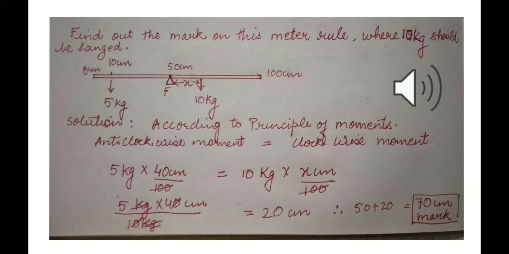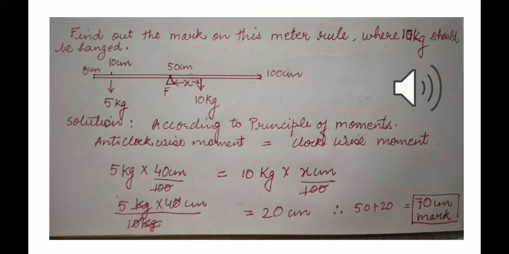Now, here we have to see the distance from the fulcrum. The body is at the 10 centimeter mark and the fulcrum is at the 50 centimeter mark. So the distance between 50 and 10, 50 minus 10, is 40 centimeters. So 5 kg into 40 centimeters. I have divided by 100 because I wanted to change it to meter, whereas it will be cancelled because on both sides we are dividing by 100. So 5 kg into 40 centimeter by 100.